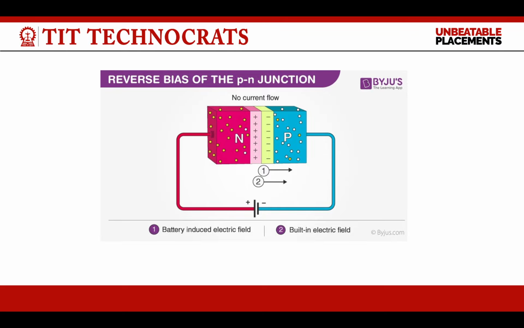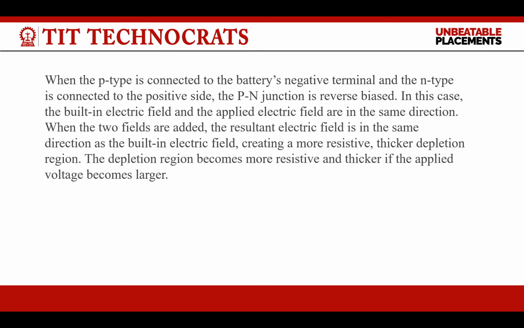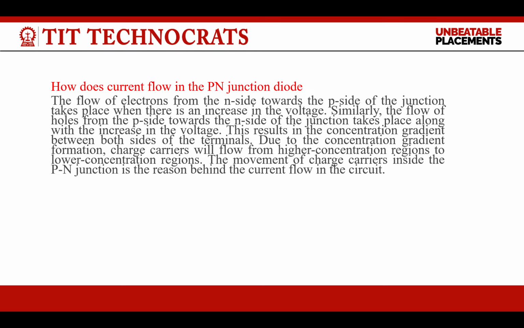This is the reverse bias of the PN junction. This is when the P type is connected to the battery negative terminal, N type is connected to the positive side, the PN junction is reverse bias. As we understand it in the previous slide, the depletion region becomes more resistive and thicker if the applied voltage becomes larger. How does current flow in the PN junction diode?